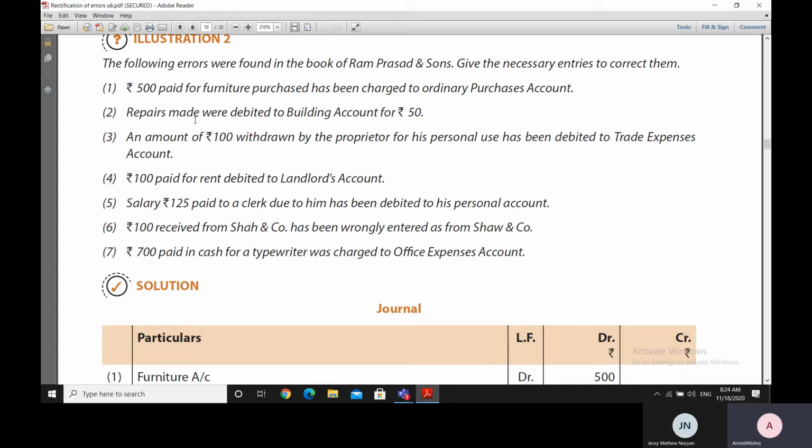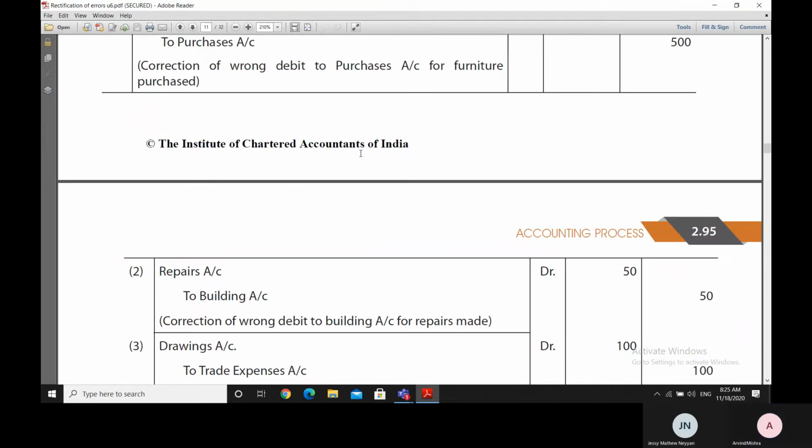The second one is the repairs made were debited to building account for 50 rupees. Actually, these were repairs and should have been debited to repair account rather than building account, because it's not a capital expenditure. So repair account needs to be debited. So we debit the repair account and we credit the building account, thereby cancelling out the earlier debit that was done to the building account.